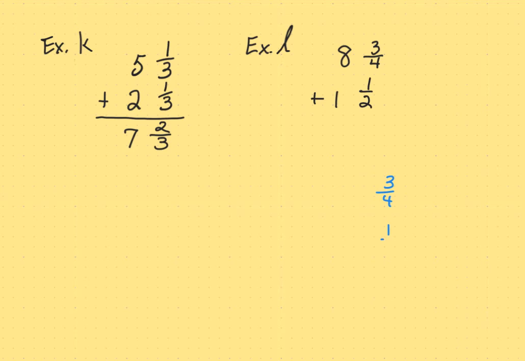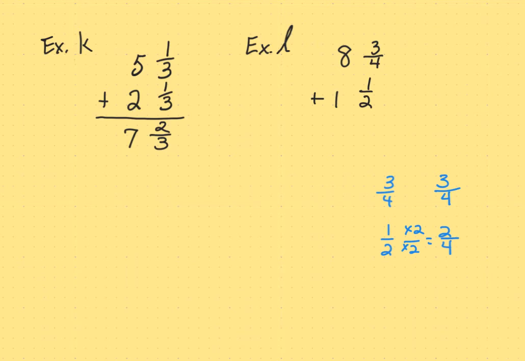3/4, 1/2, what is a common denominator? Just looking at those, you can tell 4 is the least common denominator. In fact, for 3/4, you don't have to do anything. You don't have to change it at all. For 1/2, you're going to have to multiply the denominator and the numerator by 2.